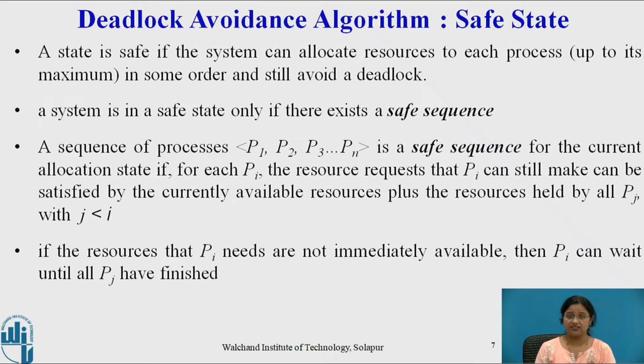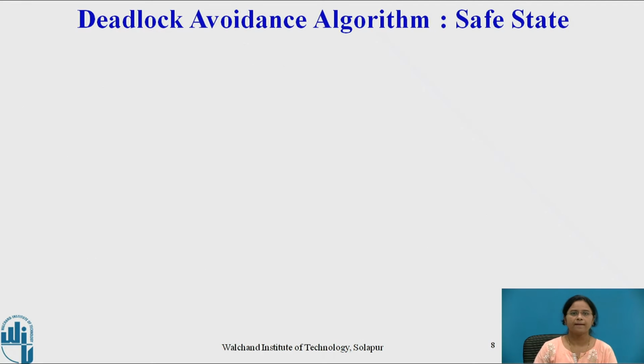and Pj is nothing but j is always less than i. Means if P2 needs to wait, that means it is waiting for the resources held by P1. So when P1 releases the resource, then only P2 will get that resource. Okay, then it will be in safe sequence.